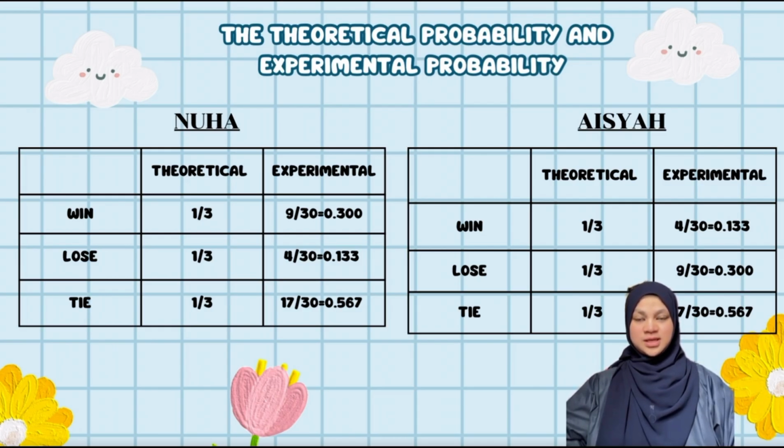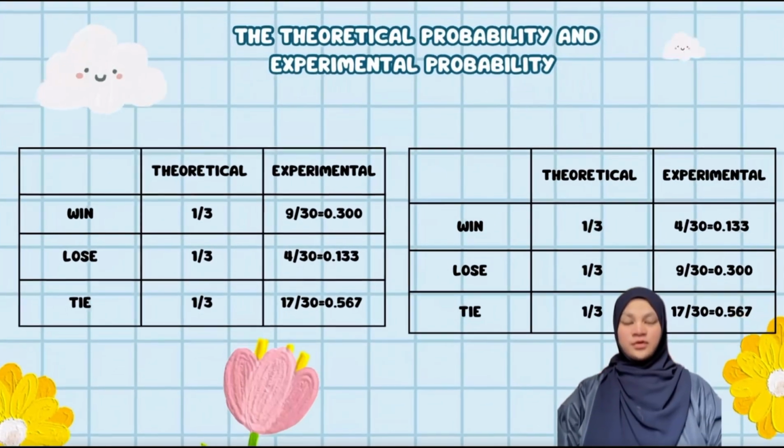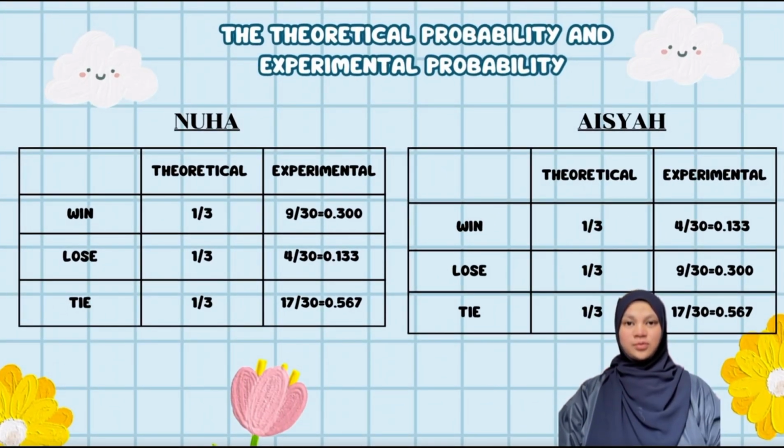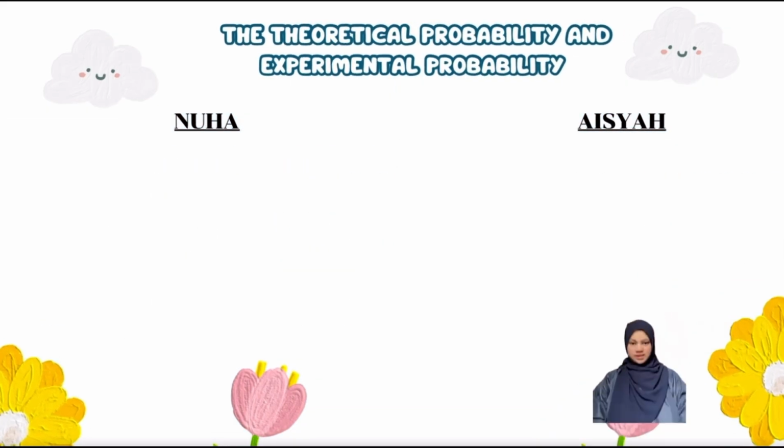Nuha played 30 rounds and achieved 9 wins, 4 losses and 17 ties. This gives an experimental probability of 0.300 for wins, 0.133 for losses, and 0.567 for ties. For Aisha, since this is a one-on-one game, her results are the opposite of Nuha's. That means Aisha had 4 wins, 9 losses, and 17 ties. So, her experimental probability is 0.133 for wins, 0.300 for losses, and 0.567 for ties.